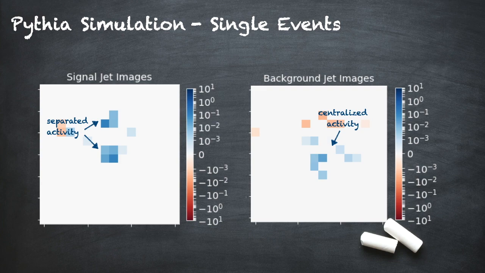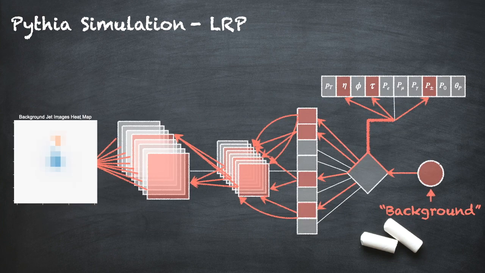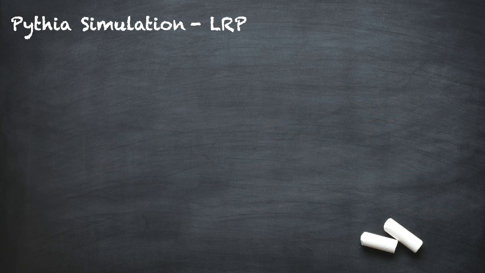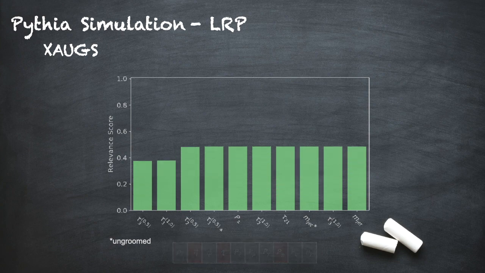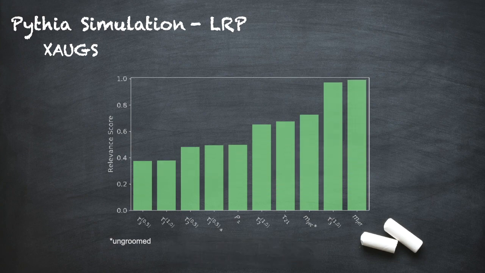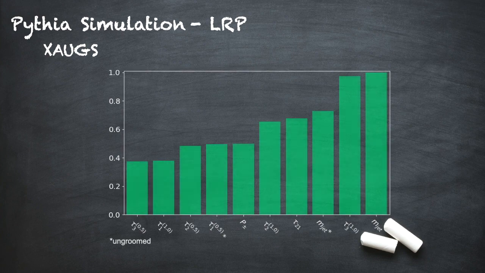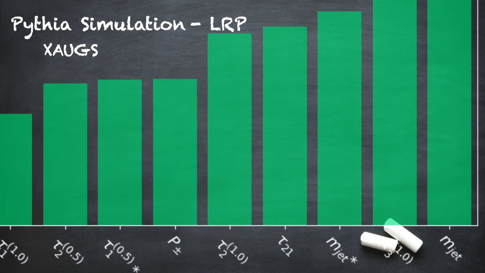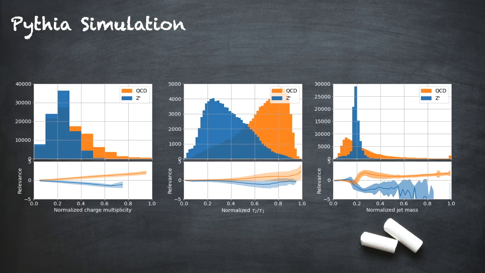The LRP also propagates back to the expert augmented variables, and we're able to calculate the importance of each variable in making the decision. Let's take a closer look at the three most significant variables: the jet mass, ratio of n-subjettiness 2 to n-subjettiness 1, and charged hadron multiplicity. For these variables, we can see the histograms for signal and background, and their profiles with the relevance scores.